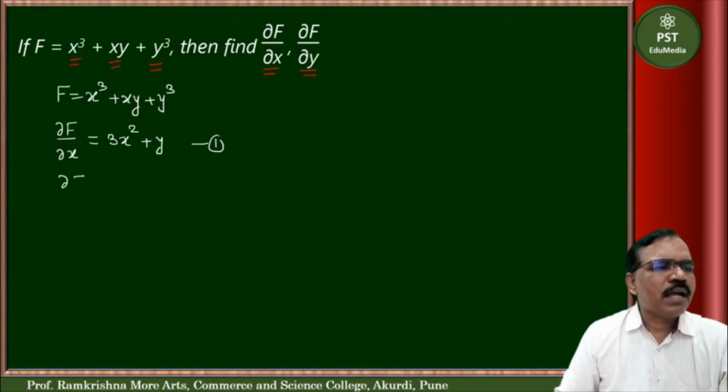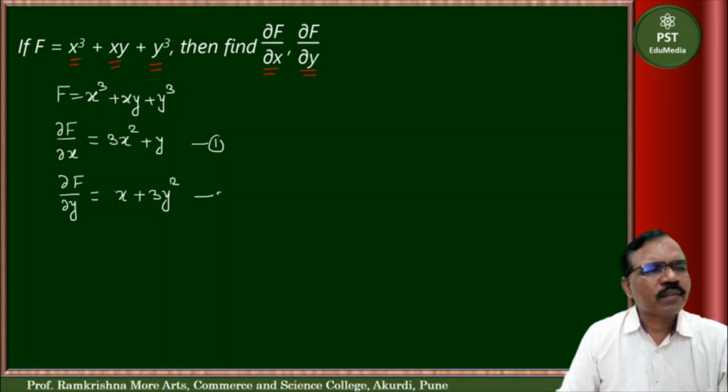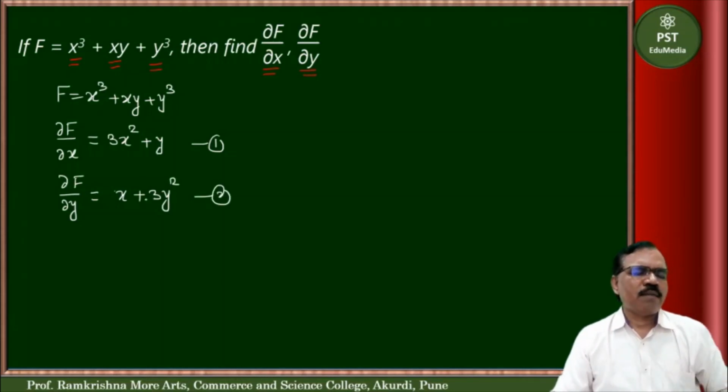Now dabba f by dabba y is equal to. Now here we will keep x constant. So we'll get the first term, dabba by dabba y of x cube, is 0, and dabba by dabba y of xy is x, plus 3y square. So this is dabba f by dabba y.